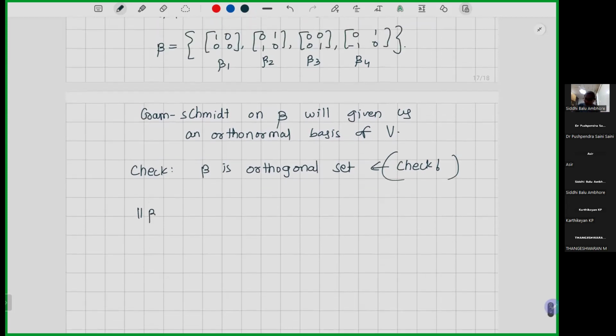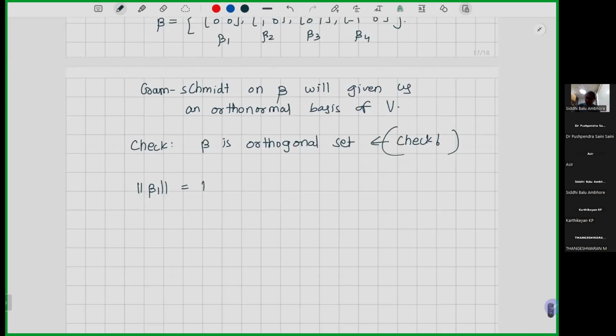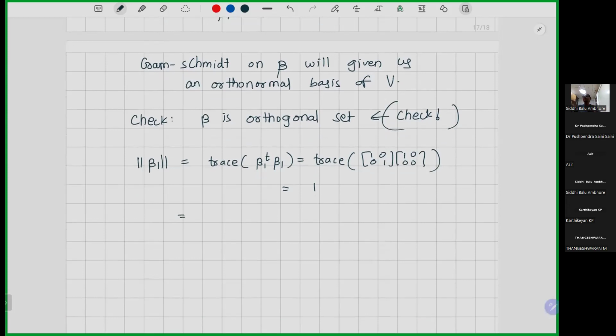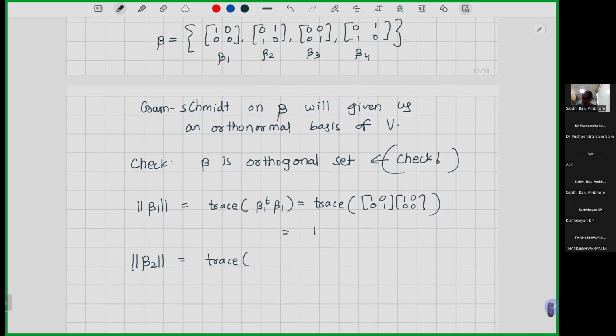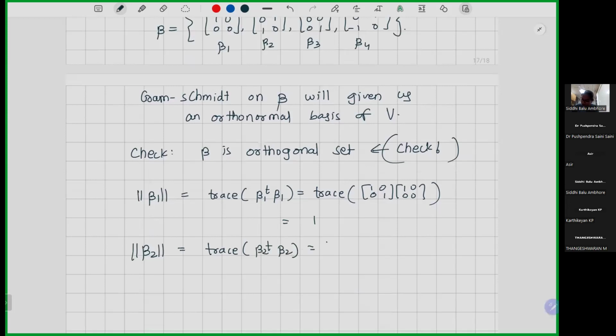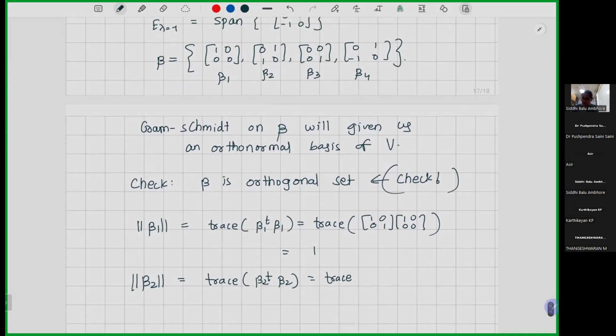Then the norm of beta 1 is equal to 1 because it is trace of beta 1 transpose beta 1, which is trace of 1001 into 1001, and it is just 1. Or if you don't know, trace of A transpose A for any given matrix is always the sum of squares of entries. So the norm of beta 2 squared is the sum of squares of entries of beta 2.